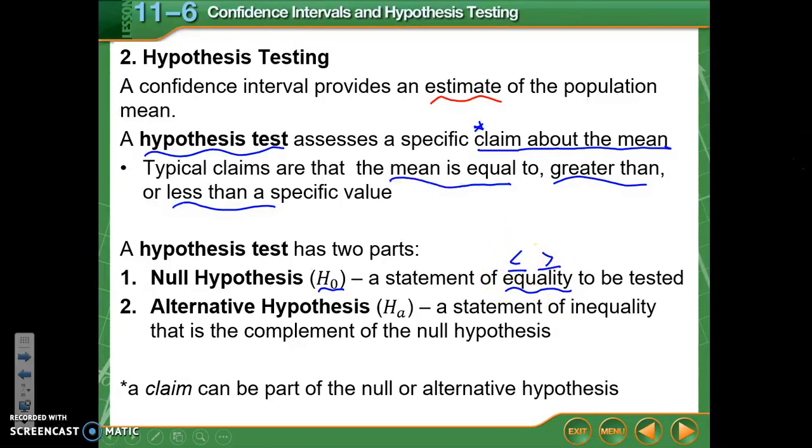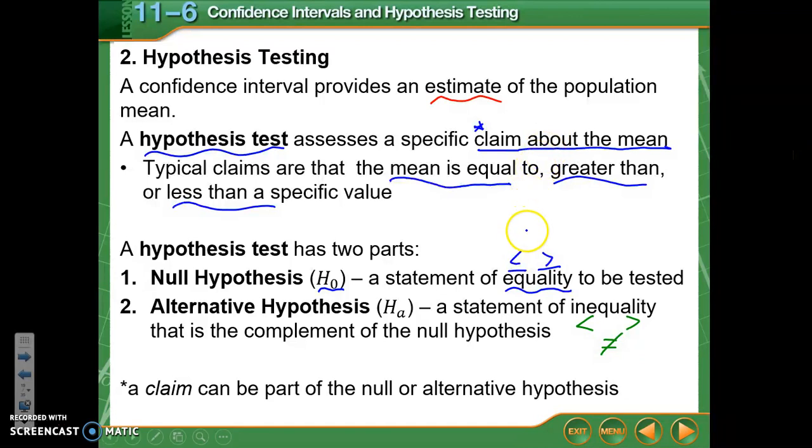Then we have the alternative hypothesis, which is always the complement. So if we say the mean equals 3, the alternative hypothesis would be the mean does not equal 3. The alternative hypothesis has to include all the other information. And the alternative hypothesis is a statement of inequality. So it's going to be less than or greater than or not equal to.